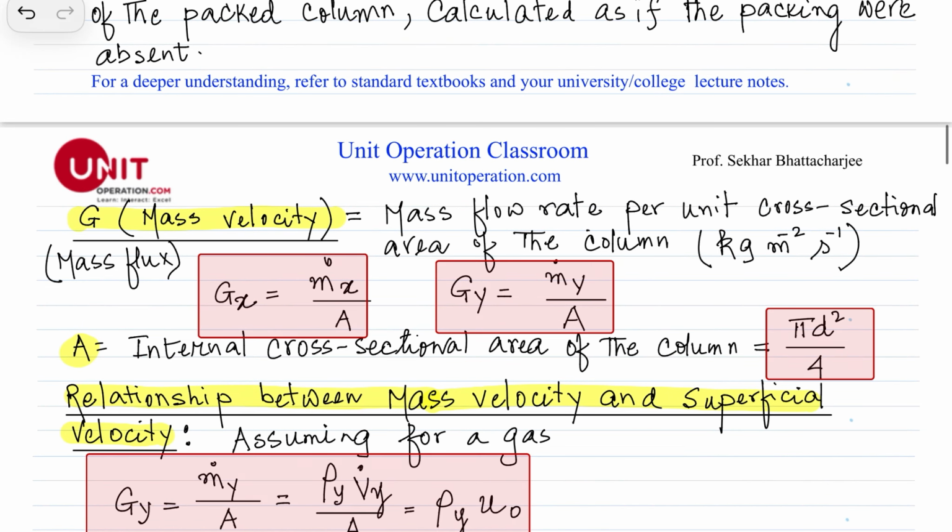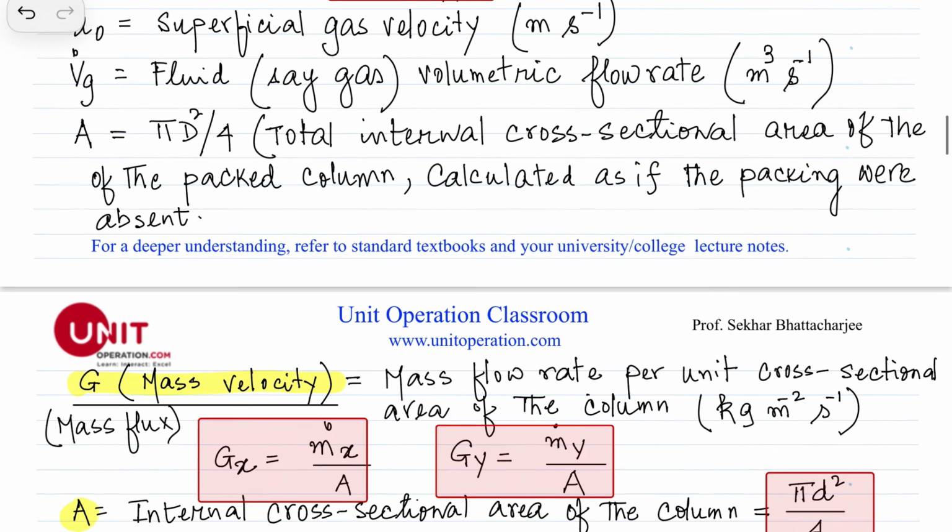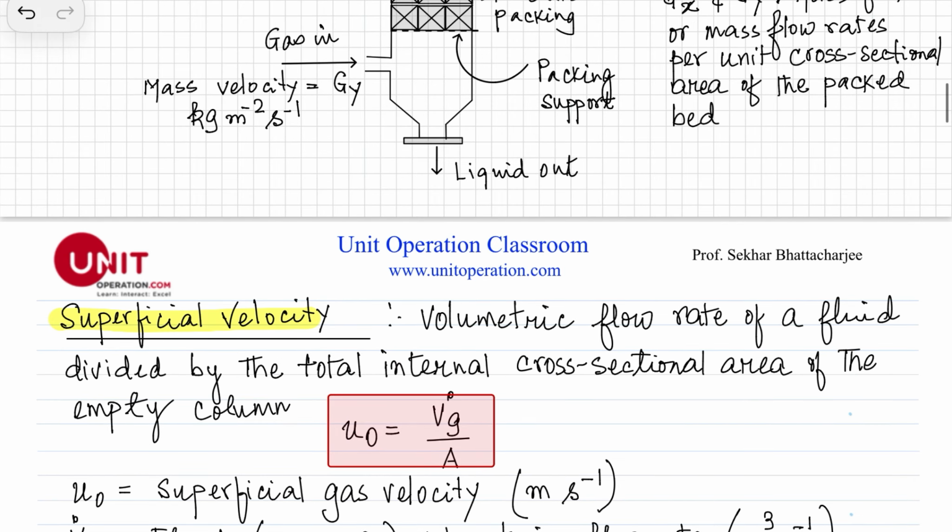Now, what is mass velocity? This is the mass flow rate per unit cross-section area of the column. So this is the mass flow rate, that is kg per second, divided by the square meters, that means pi d squared over 4 of the column. That is the mass velocity. So the mass velocity unit would always be kg per second per square meter.